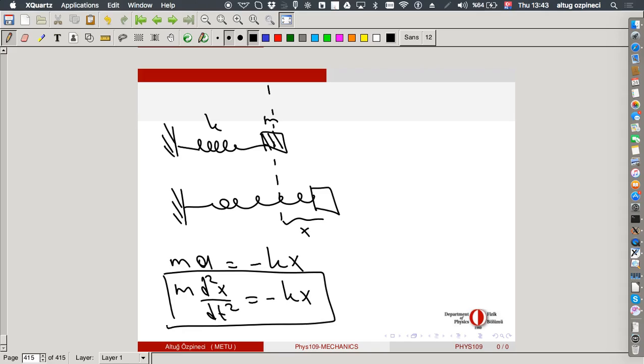Whenever you see this equation, you should immediately tell that x is a harmonic function of time, which means that x can be written as A cosine of omega t plus phi, where this A is called the amplitude, omega is the angular frequency, and this phi is called the phase shift. It's just the terminology we will be using. Now this is basically what we had done. Any questions on this up to here?